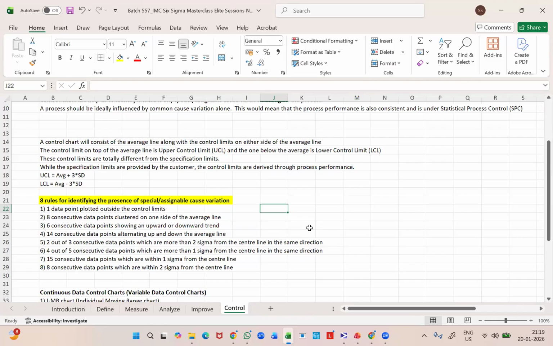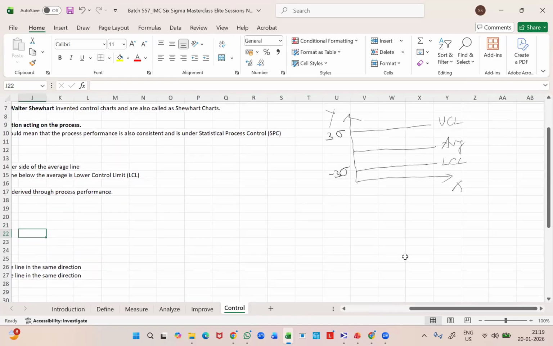The first 4, as I told you, are the ones which we have already seen as part of the run chart concept. So the first rule is one data point getting plotted outside the control limit. If you have a data point pertaining to the CTQ metric getting plotted outside the control limit like this, then we need to straight away suspect the presence of assignable or special cause variation acting on the process. Even a single data point outside the control limit means we need to suspect assignable or special cause variation acting on the process.